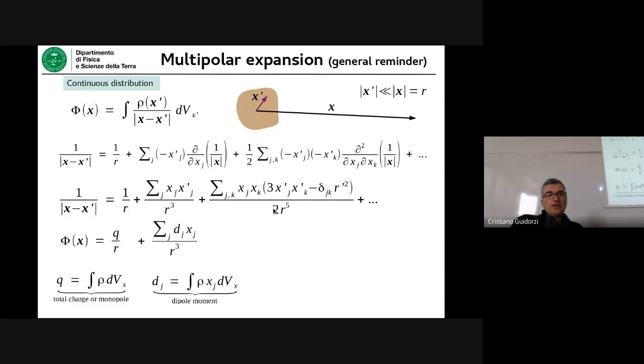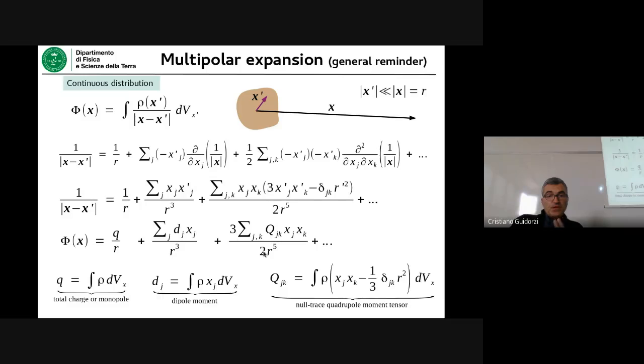So the third term is a two-rank tensor. So you remember that the vector can be considered as a one-rank tensor. Here we have a two-rank tensor, QJK, sorry, defined as this guy here, the quadrupole moment tensor. So that's why it is called multipolar moment.